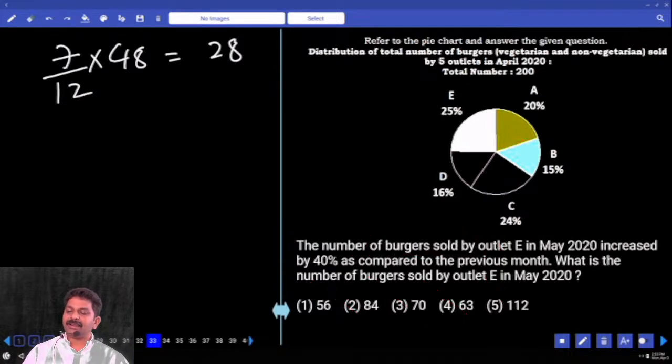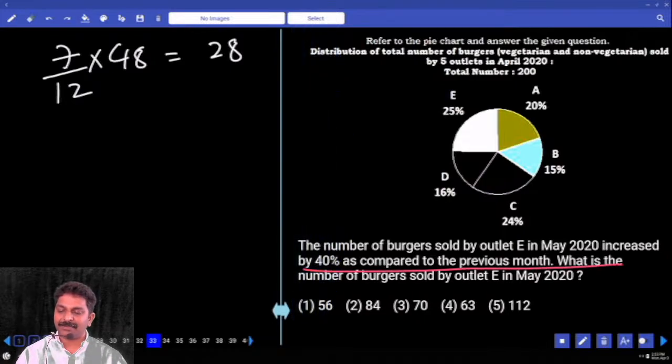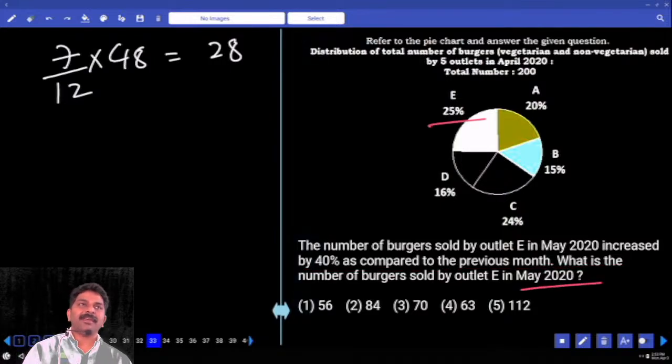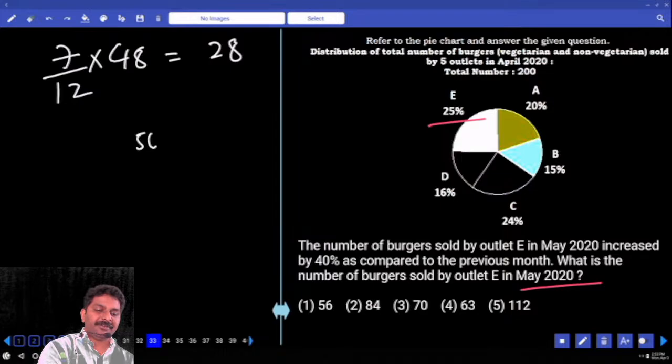Number of burgers sold by outlet E in May 2020 increased by 40% as compared to the previous month. What is the number of burgers sold by E in the month of May 2020? For E we already have 25%, which is 50, and this increased by 40%, which is 20. Then total.